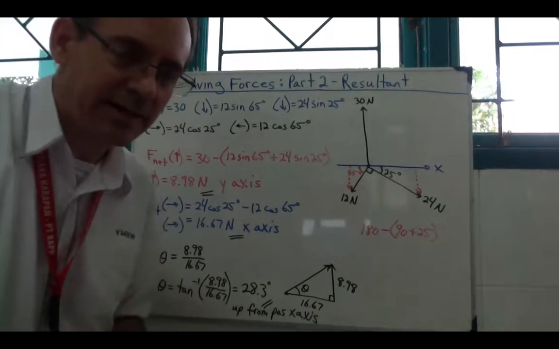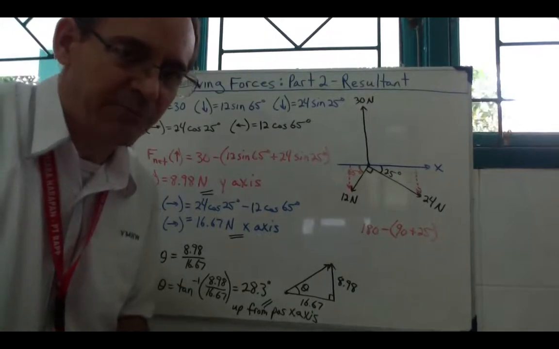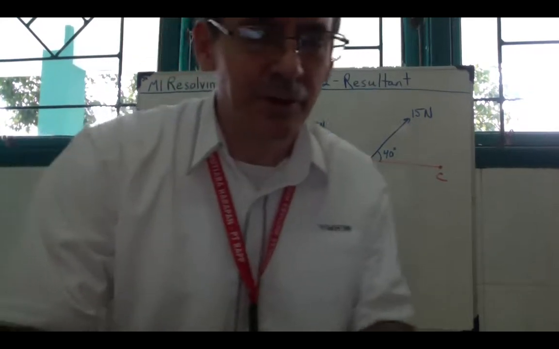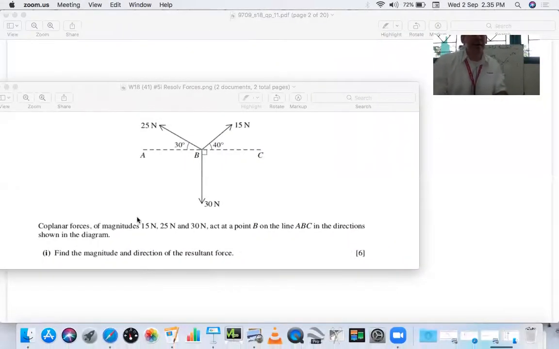So let me set up the next problem for us. Okay, let's look at our second problem. It says coplanar forces of magnitudes 15 newtons, 25 newtons, and 30 newtons act at a point B on the line ABC in the direction shown in the diagram. Find the magnitude and direction of the resultant force. Notice this is 6 points.